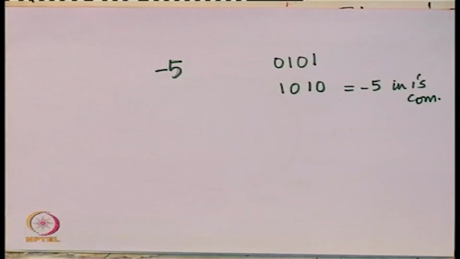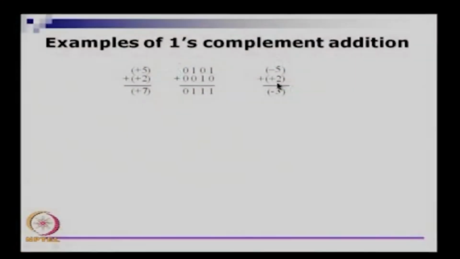So, we have that, and I want to add plus 2 to it. Plus 2 is 0 0 1 0. So, minus 5 is 1 0 1 0 and plus 2 is 0 0 1 0. I add both of these, it results in 1 1 0 0. For this 1 1 0 0, remember that it did not generate any carry, so there is nothing else to do. If you interpret that, you will see that it is minus 3.